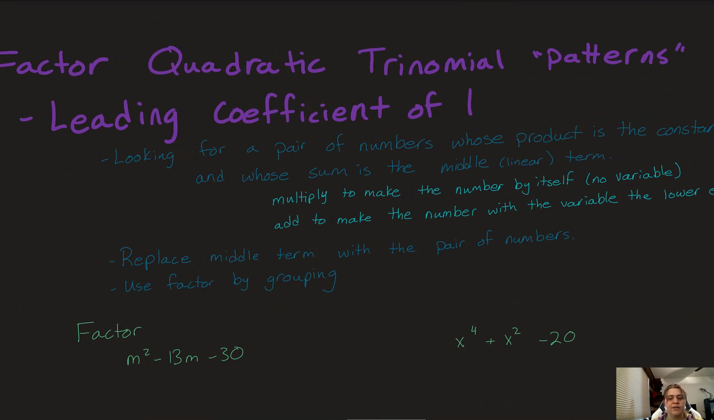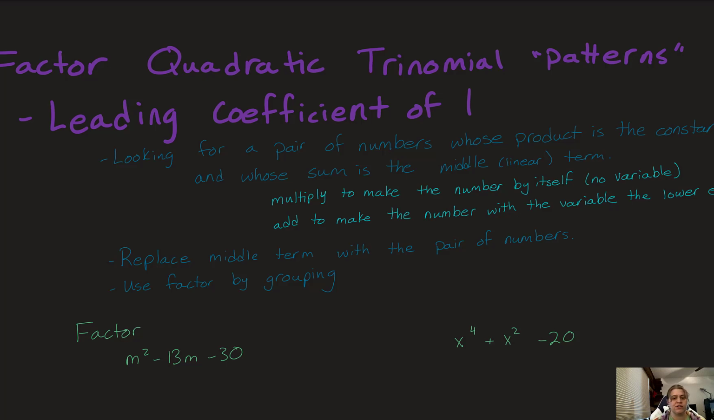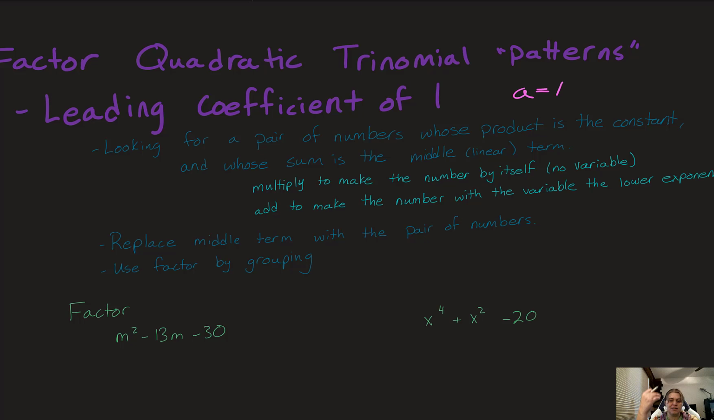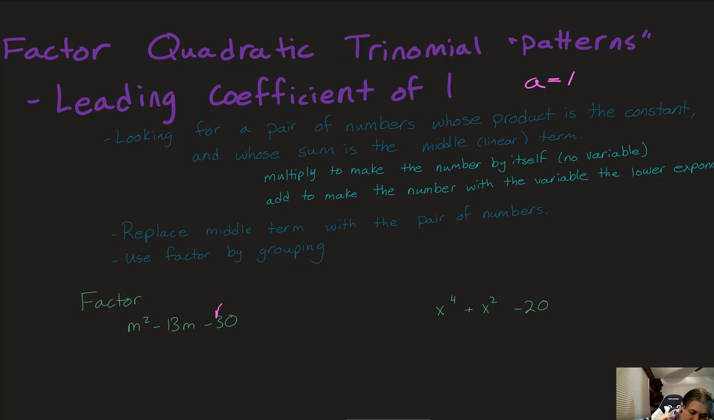Okay, so the easiest ones are when we have a leading coefficient of 1. These are usually classified as a equals 1 because of ax squared plus bx plus c. So we're looking for a pair of numbers whose product is the constant and whose sum is the middle linear term. So this is my constant. So I want to multiply to this, and I want to add to this term.